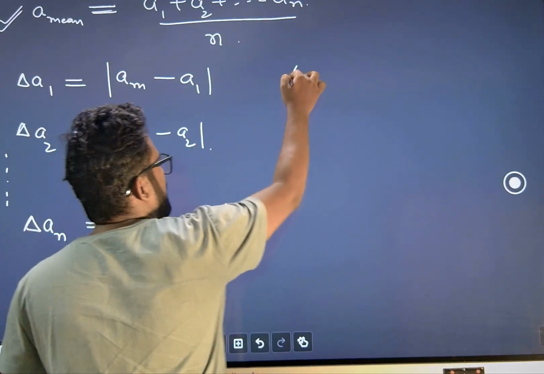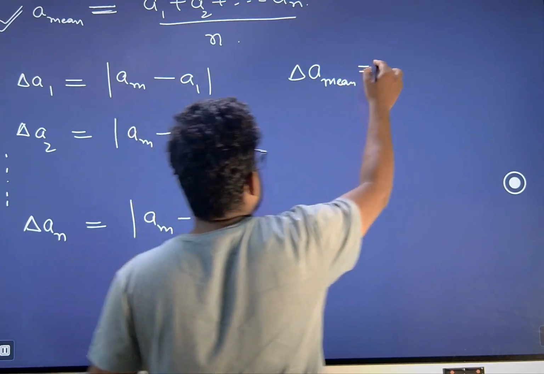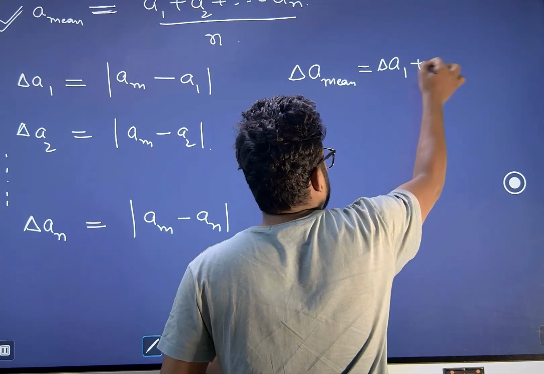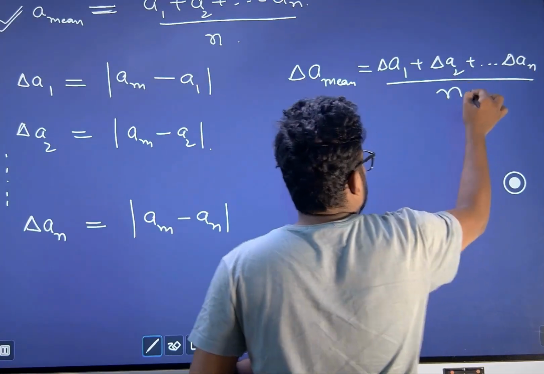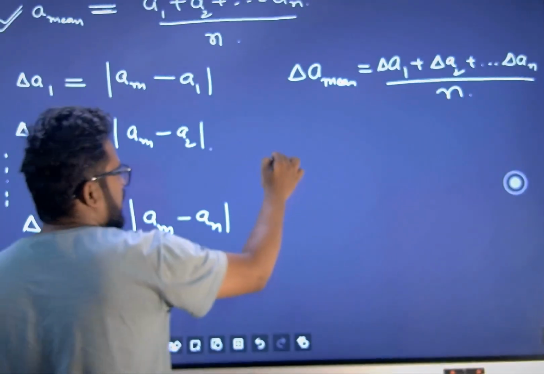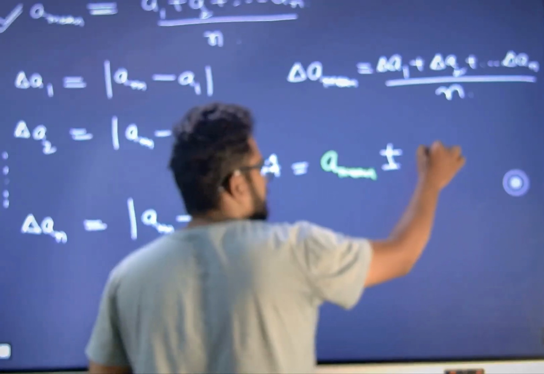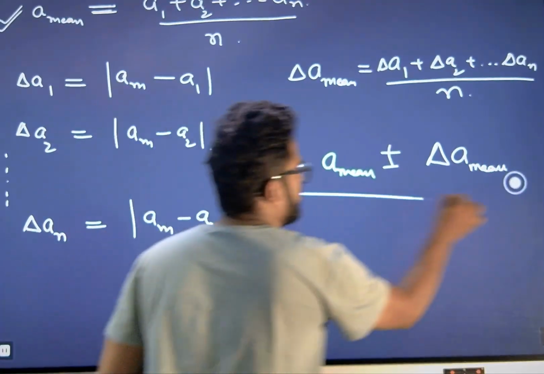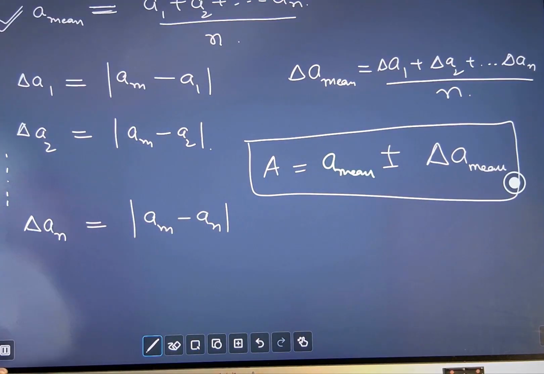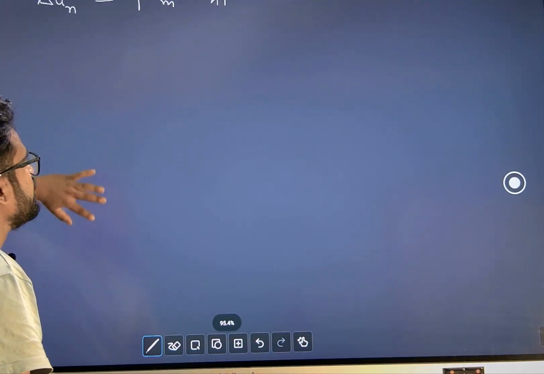So what is my error, delta A mean? My error in the answer would be delta A1 plus delta A2 plus dot dot dot delta An, divided by total number N. Now if I want to write the answer of my experiment, it is A mean plus minus delta A mean. In this format, we can now write down the relative error as well as percentage error. Clear? Moving on to the next part.